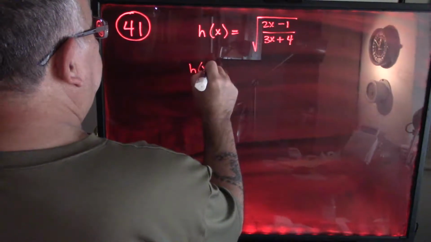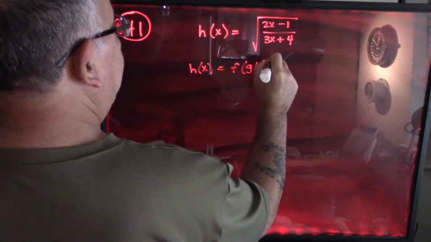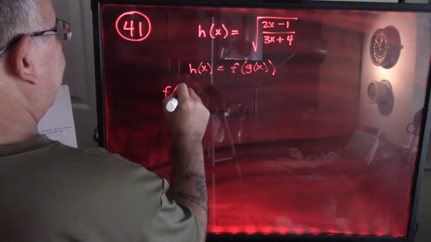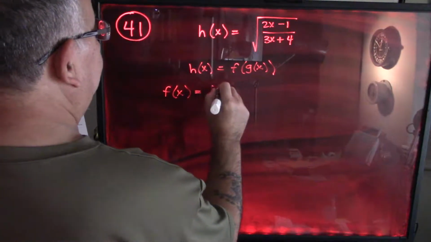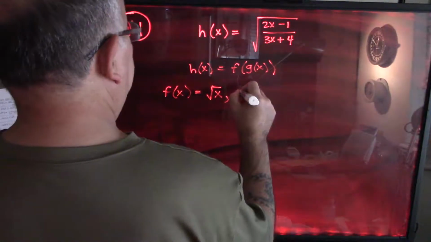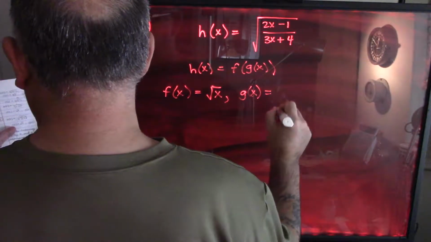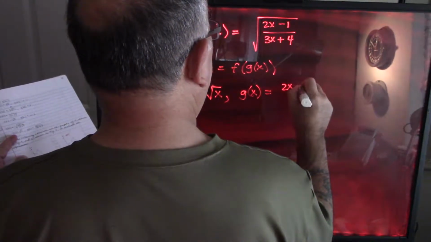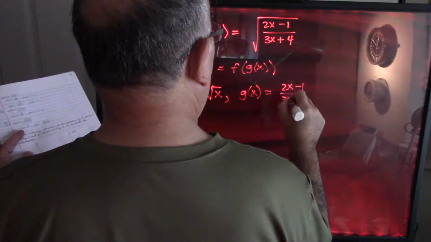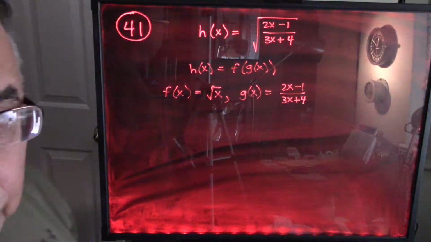So we need to write h as a composition of f with g, and we supply f and g to make that work. So we can take f of x is square root of x. This is pretty straightforward, the way I'm going to do it. And g of x is 2x minus 1 over 3x plus 4. There you go.